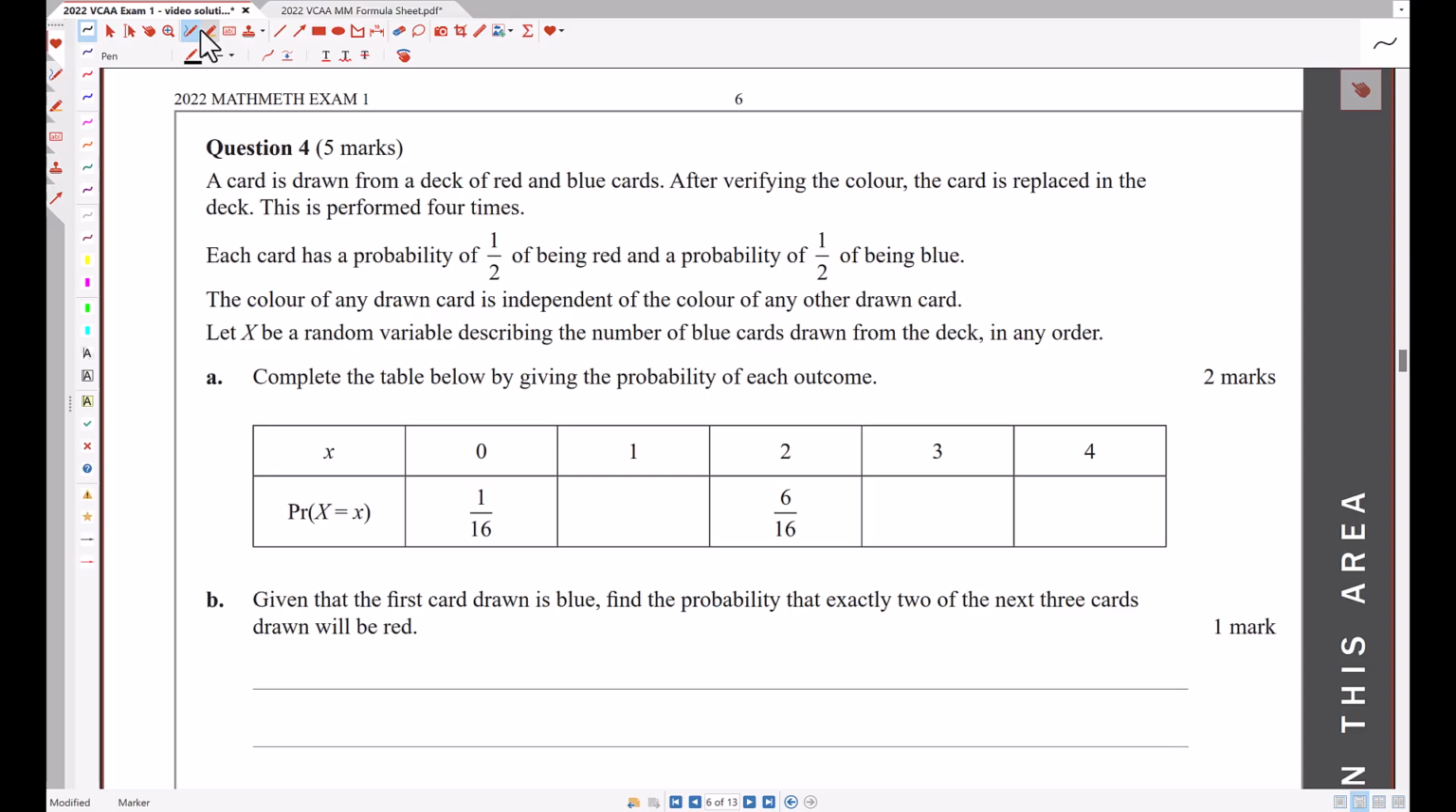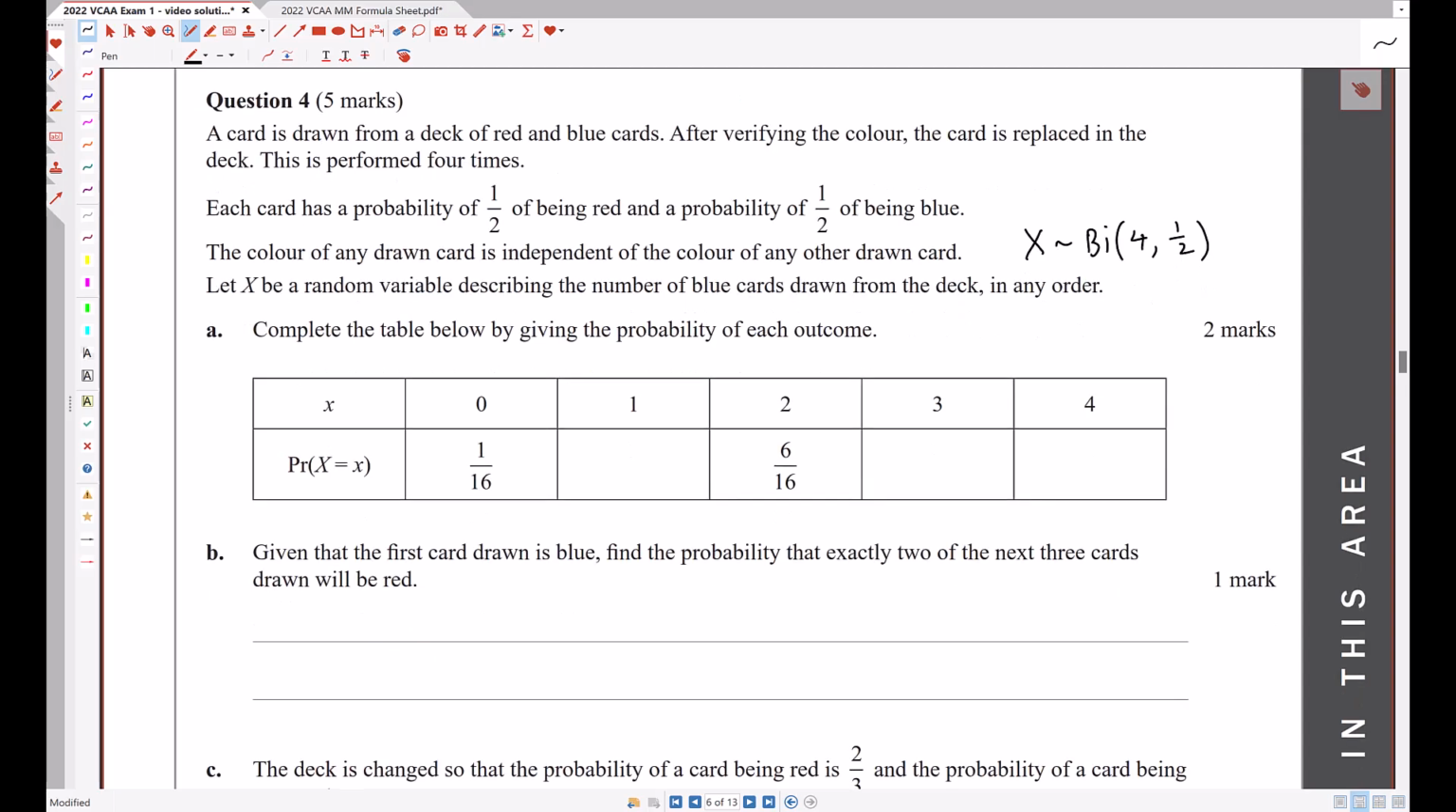Okay, so X is actually a binomial variable. It's either blue or it isn't blue. The probability of it being blue is 1/2, and the value of n is 4. We're doing this 4 times. So therefore, to work out this is the probability that X equals 1, which means that that is 4 choose 1.